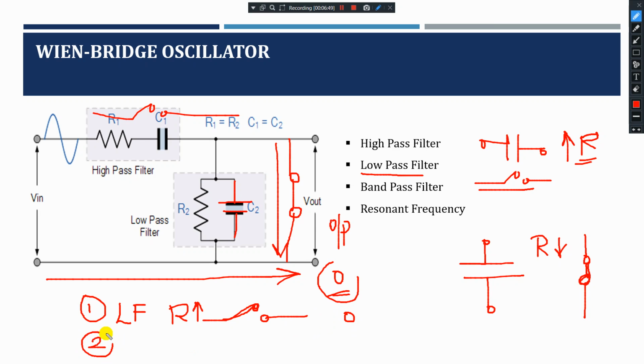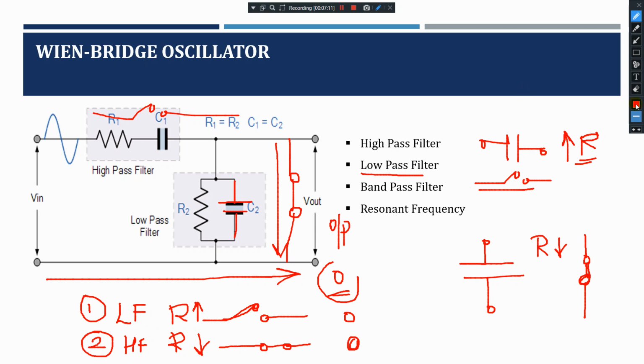Second part. For high frequency, the reactance becomes less, so it becomes closed circuit. It becomes closed circuit, output is 0 because output is shorted. So these are the two things you need to remember for a low frequency and for high frequency.